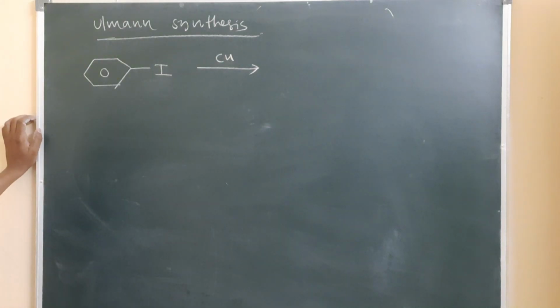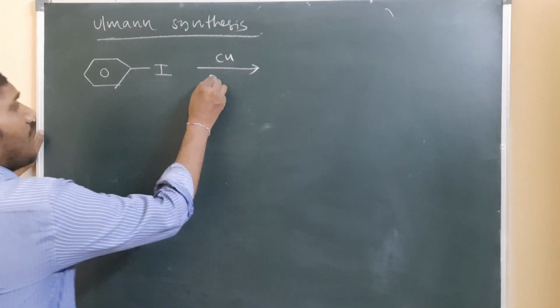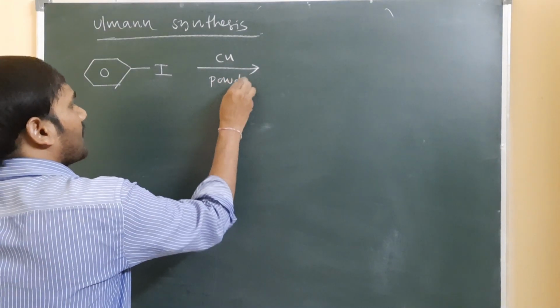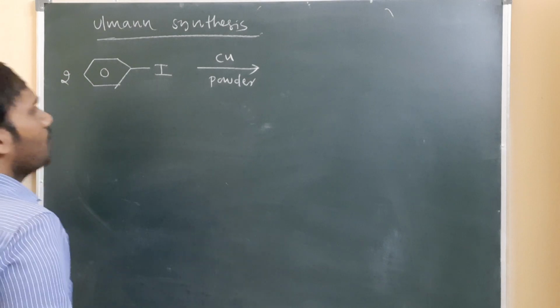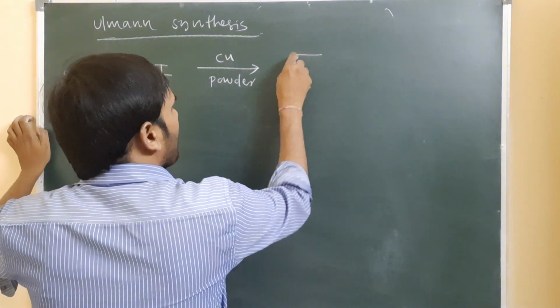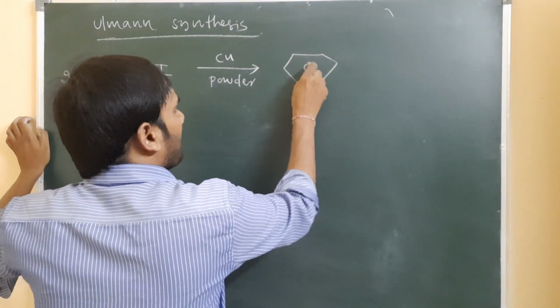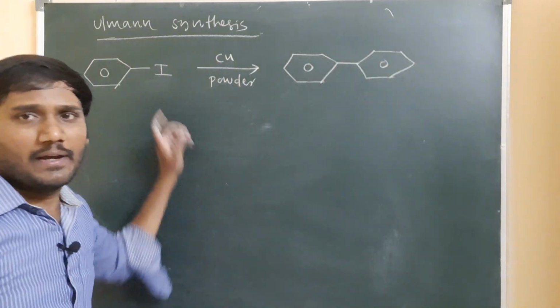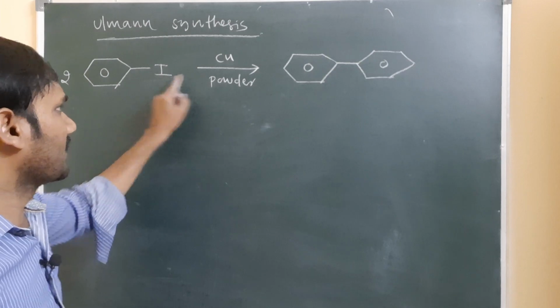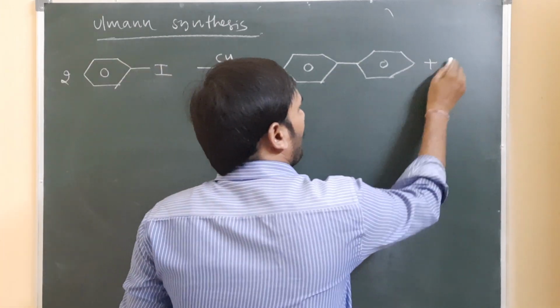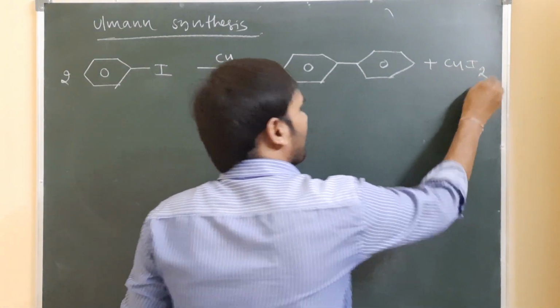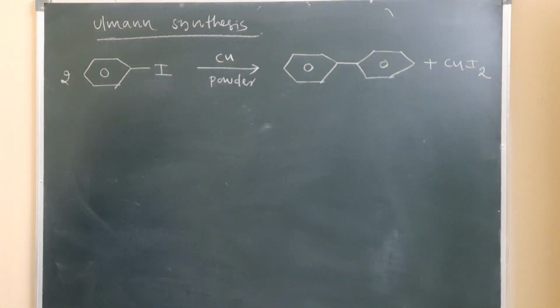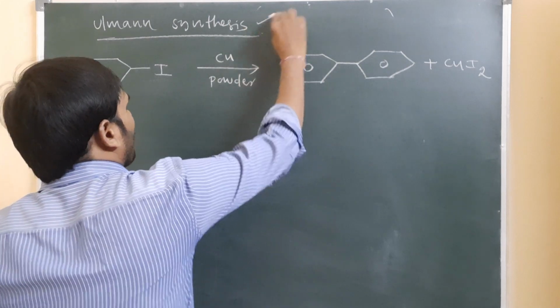Before, in the reaction, we took sodium. Now I am taking copper powder. When I take 2 molecules of this aryl halide, a biphenyl product is formed. Here 2 iodine atoms are present and 1 copper, so the by-product copper iodide is formed, and biphenyl is forming. This is the Ullmann synthesis.